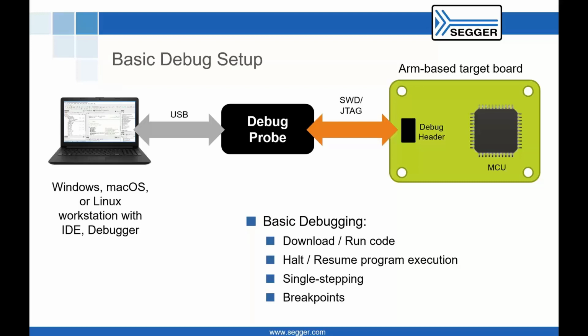What I mean by that is you can usually download and run your code from the debugger on the host down to the MCU. You can halt and resume your code execution. You can single step through your code. You can set some breakpoints. So those are fairly basic debugging features that are out there.